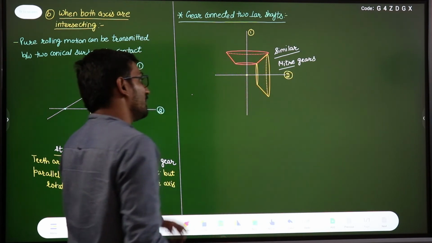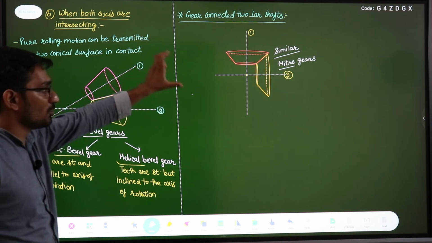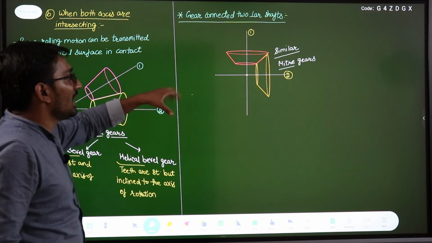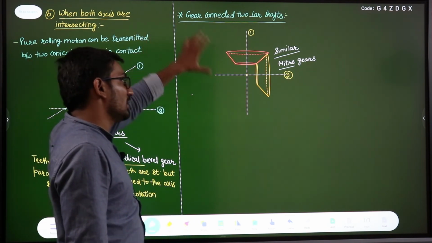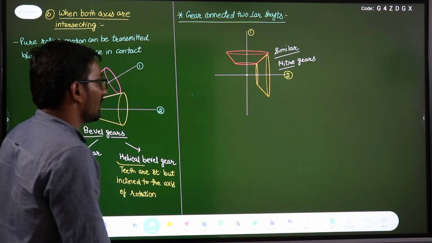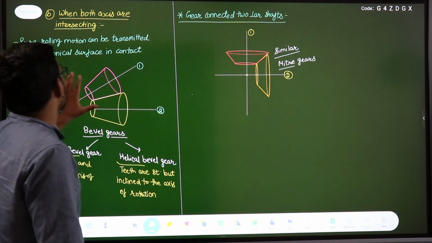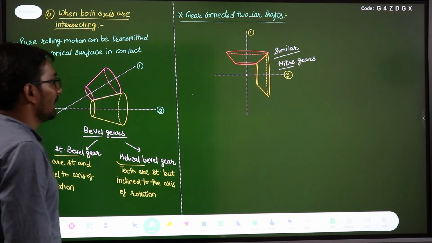Right? And if these two bevel gears are not similar, then obviously they are just simple bevel gears. But if they are similar and connected to perpendicular shafts, then they are known as mitre gears, right? This is everything about when two shafts are intersecting with each other.